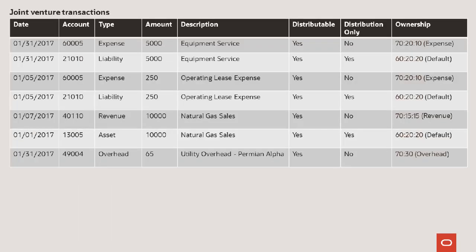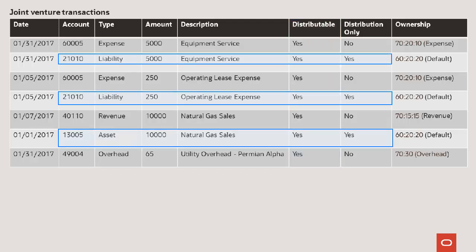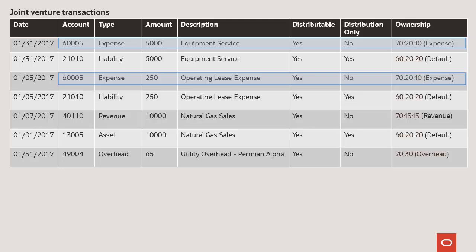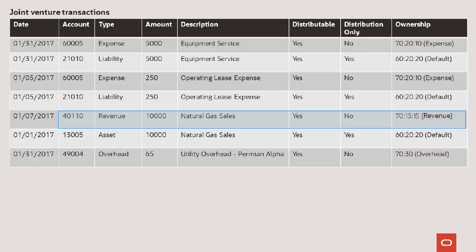Here, I have the joint venture transactions and the ownership percentages. All transactions are distributable for reporting purposes. Asset and liability are distribution only. The expense account set is used to set the ownership percentage of 70-20-10 for the expense transactions. The revenue account set is used to set the ownership percentage of 70-15-15 for the revenue transactions.